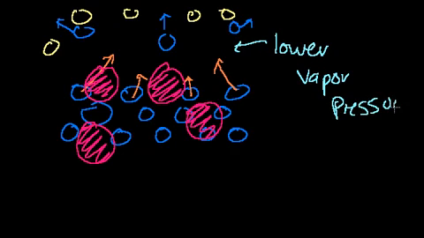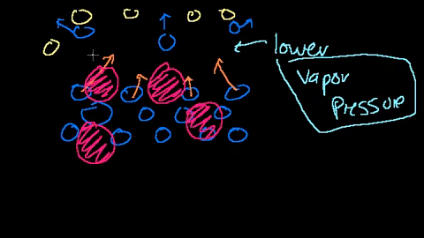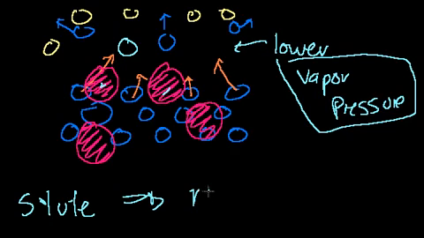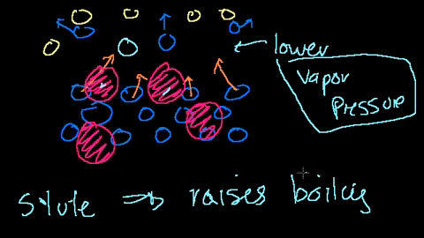And remember, your boiling point is when you have enough particles with enough kinetic energy out here to start pushing against the atmospheric pressure. When the vapor pressure is equal to the atmospheric pressure, you start boiling. But because of these guys, I have a lower vapor pressure, so I'm going to have to add even more kinetic energy, more heat to the system, in order to get enough vapor pressure up here to start pushing back the atmospheric pressure. So solute also raises the boiling point.